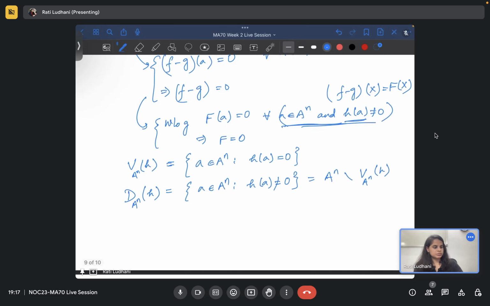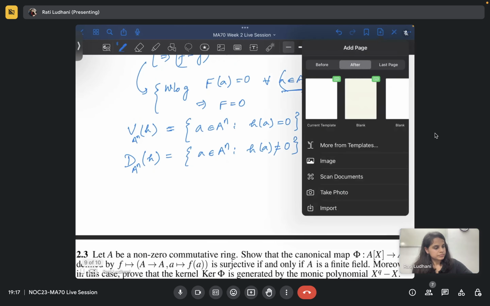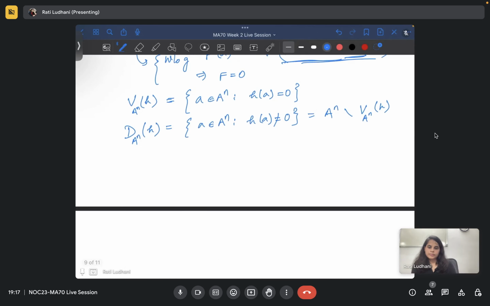Ma'am, just a side query: is it the same thing as saying that open sets are dense? Any two polynomials which agree on the complement of H, is that the same thing? Because it agrees on a dense set, then it has to be equal. Yeah, open sets are dense in terms of the Zariski topology, because you're not talking about a metric space. Yes, yeah, just asking.